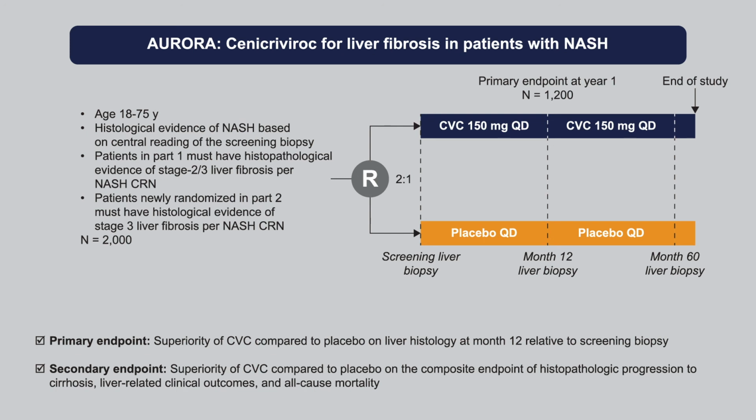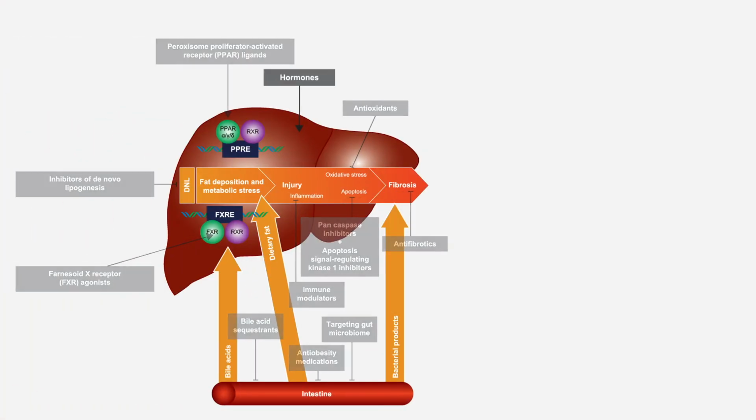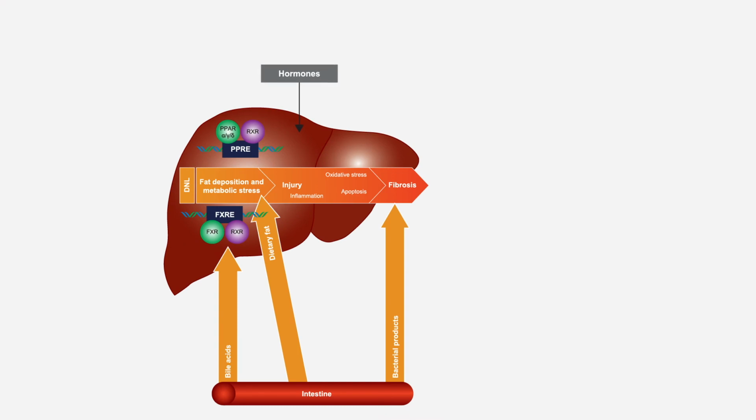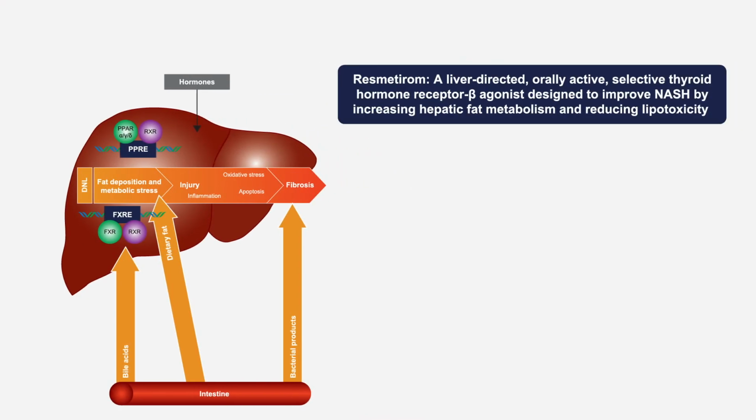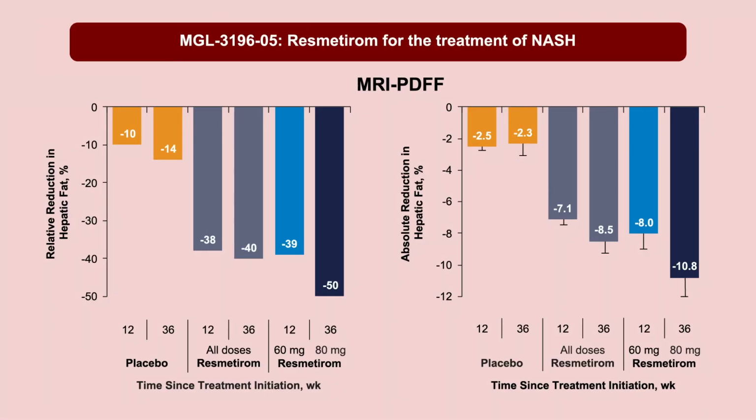and all-cause mortality. Now we'll move on to Resmetirom, a liver-directed, orally active, selective thyroid hormone beta receptor agonist. This particular drug has been shown to activate beta oxidation in the liver and increase hepatic fat metabolism and reduce lipotoxicity. In a 36-week study, this drug has been shown to be better than placebo in reducing liver fat based upon MRI proton density fat fraction assessment.